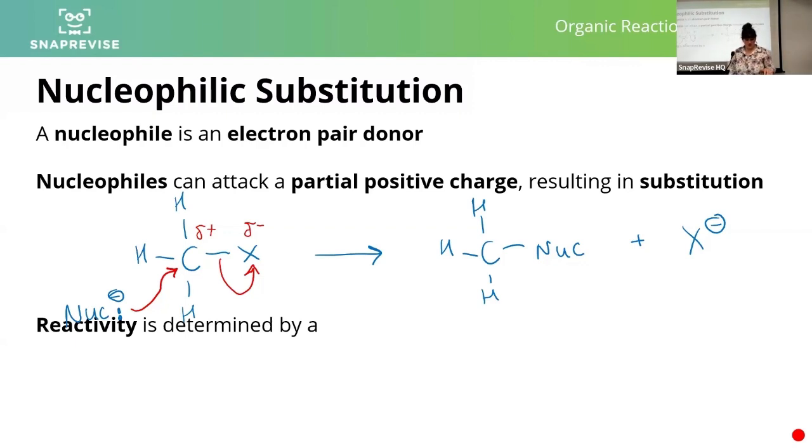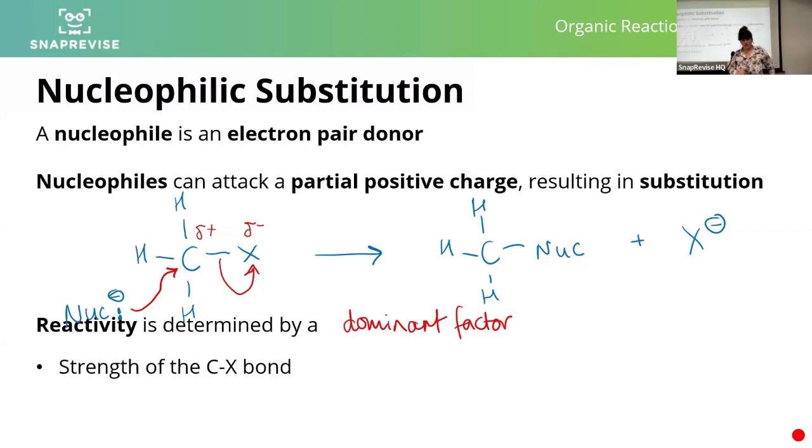So reactivity of a halogenoalkane here is determined by, as always, a dominant factor, but there are contributing or conflicting things. There are two things that can contribute. The strength of the carbon-halogen bond can contribute to how reactive a halogenoalkane is, and the polarity of the carbon-halogen bond. The more polar a bond is, the more reactive it's likely to be, usually. That's why halogenoalkanes are more reactive than alkanes, for example, because alkanes don't have polar bonds, halogenoalkanes do.